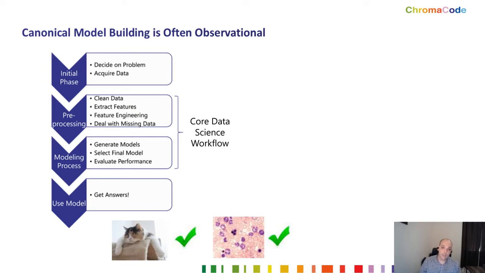The core data science workflow that anybody's going to undergo typically has four major phases, all divided up. The initial phase is really where you want to decide on the problem you're trying to answer and acquire some data about that problem, whether it's an image of a cat, or a histology slide that has some cells that you're trying to classify.